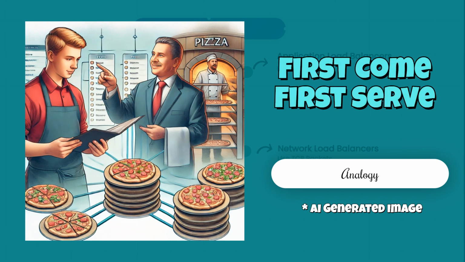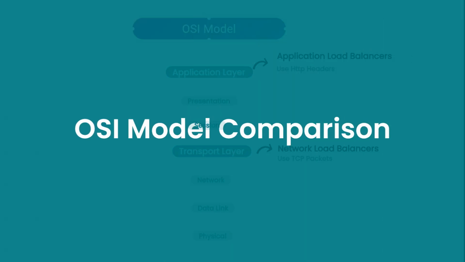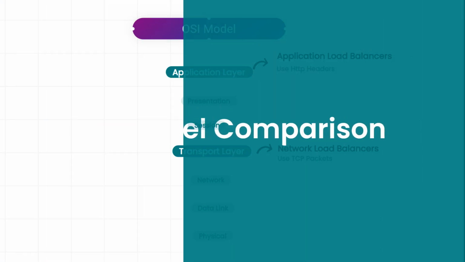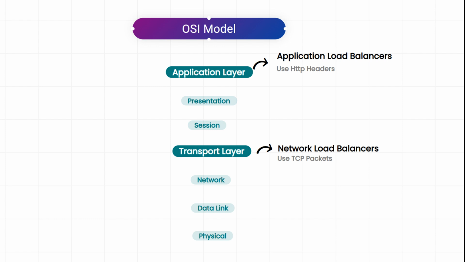Let's break it down. First up, Layer 4 load balancer. This one works at the transport layer, meaning it deals with IP addresses and port numbers. But it doesn't care about the content of your request.